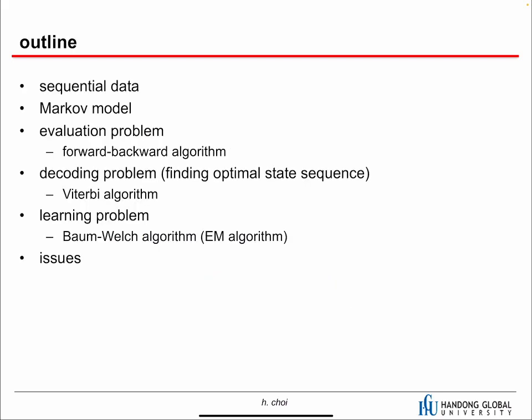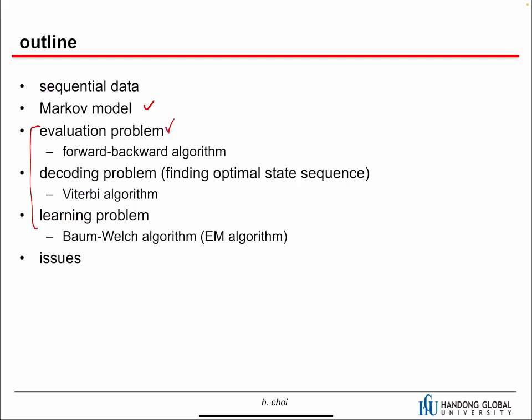First of all, we're going to talk about what sequential data is, and we'll talk about Markov models, and we will extend this to hidden Markov models. Then in this section, we'll talk about the architecture and the graph. And then we'll talk about three main problems in HMMs: the evaluation problem, the decoding problem, and the learning problem.